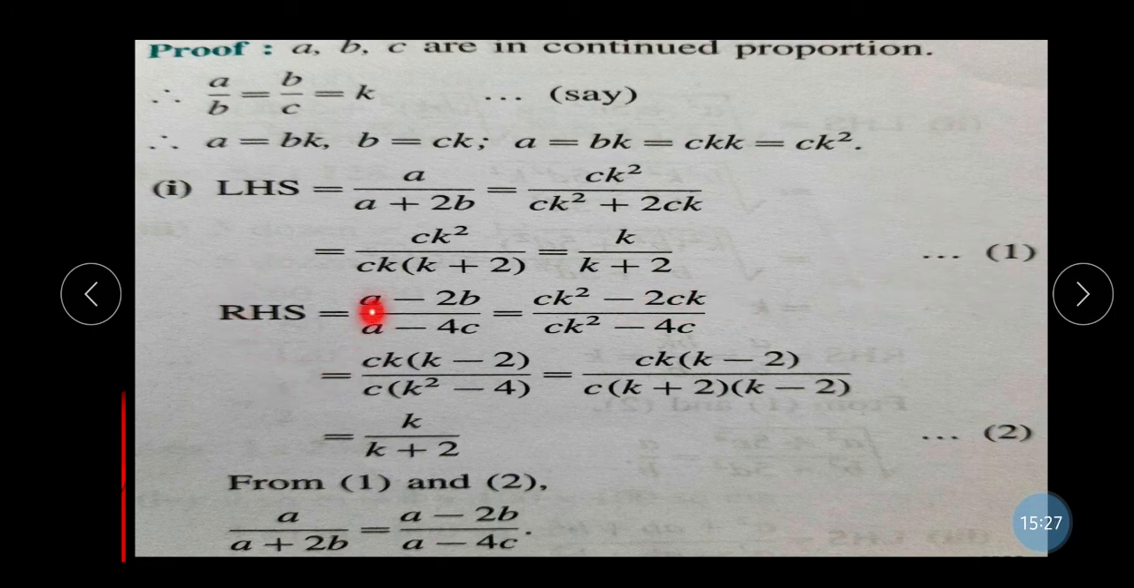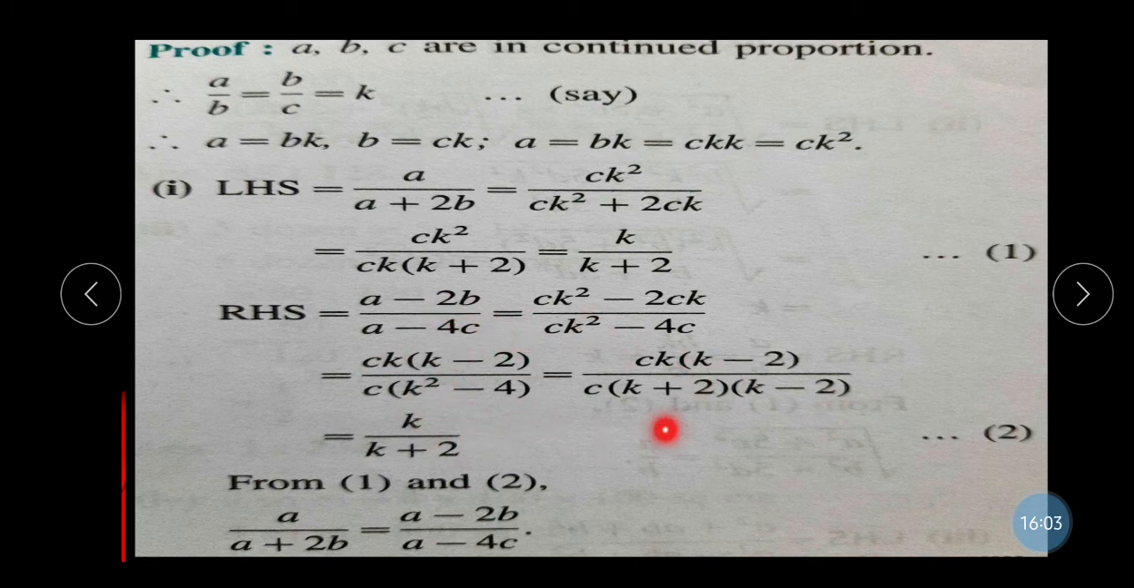Now coming to the RHS, that is a minus 2b upon a minus 4c. Let us substitute the values. ck square minus 2ck upon ck square minus 4ck. Let's take the common things. What is common? ck, and in bracket what remains? k minus 2. What is common over here, children? c is common. So c into k square minus 4. Solving this, we get ck into k minus 2 upon c into k plus 2 into k minus 2.